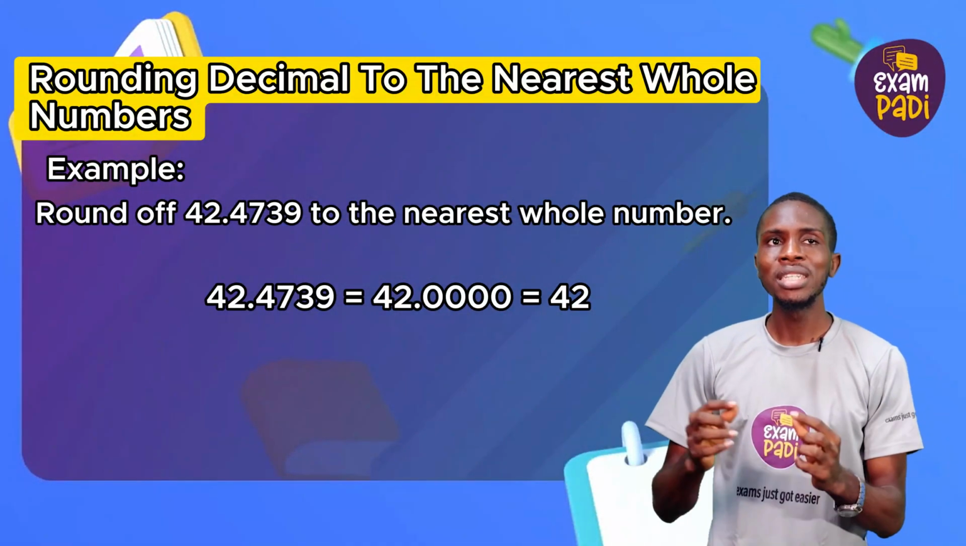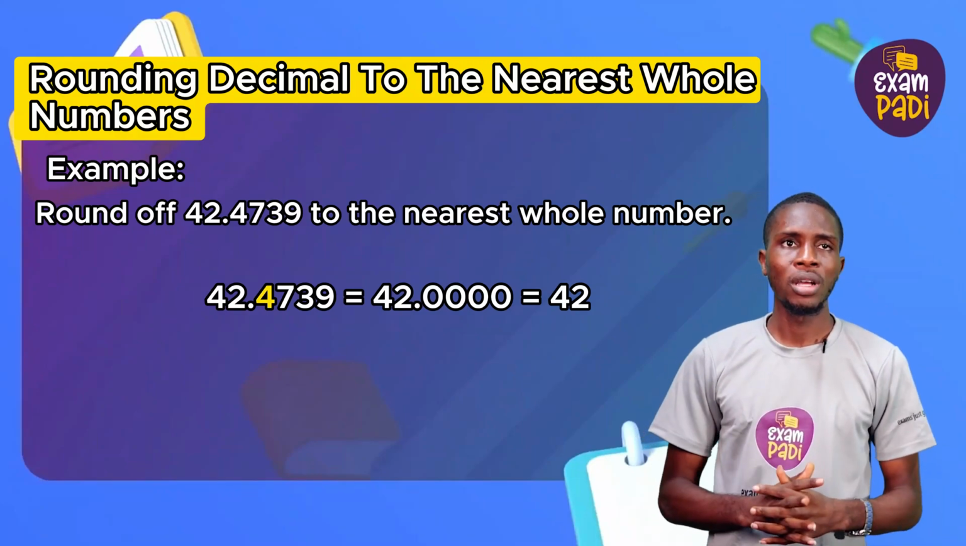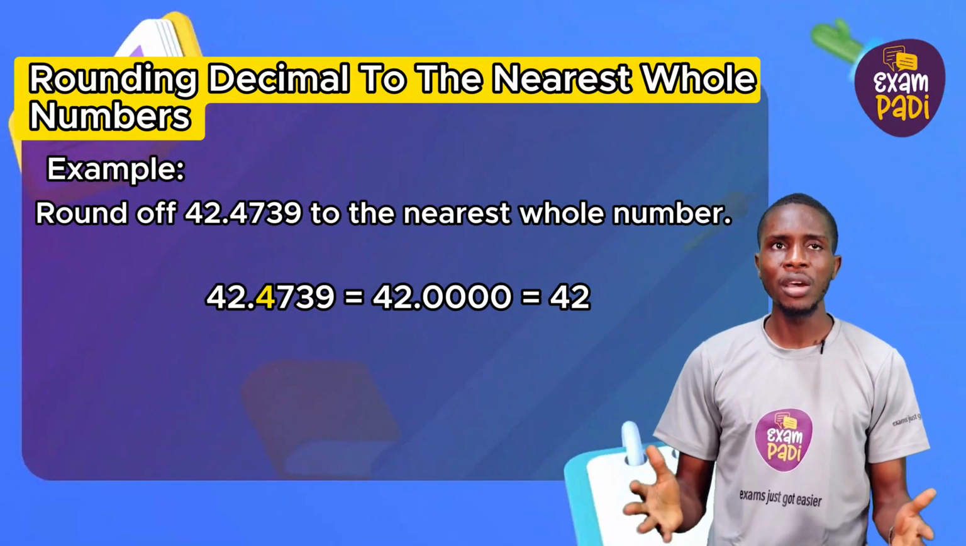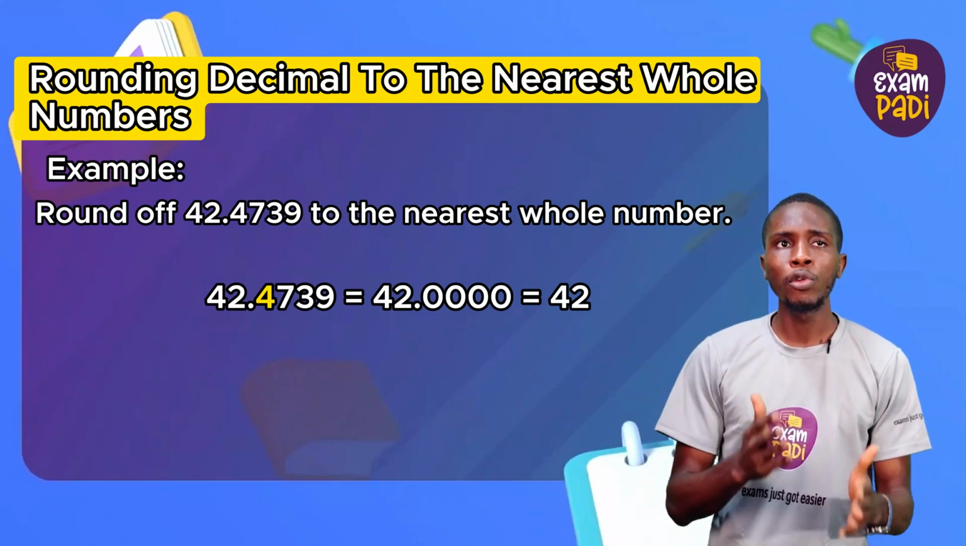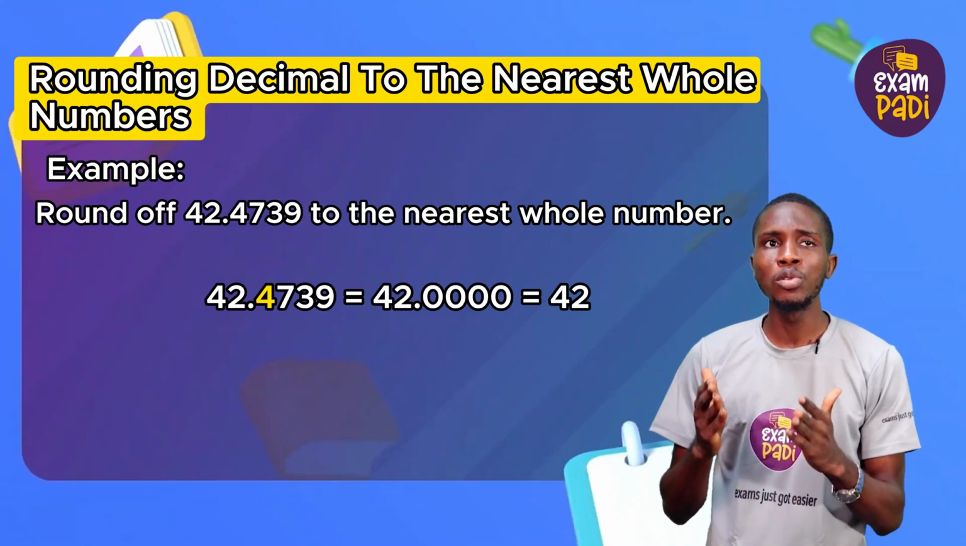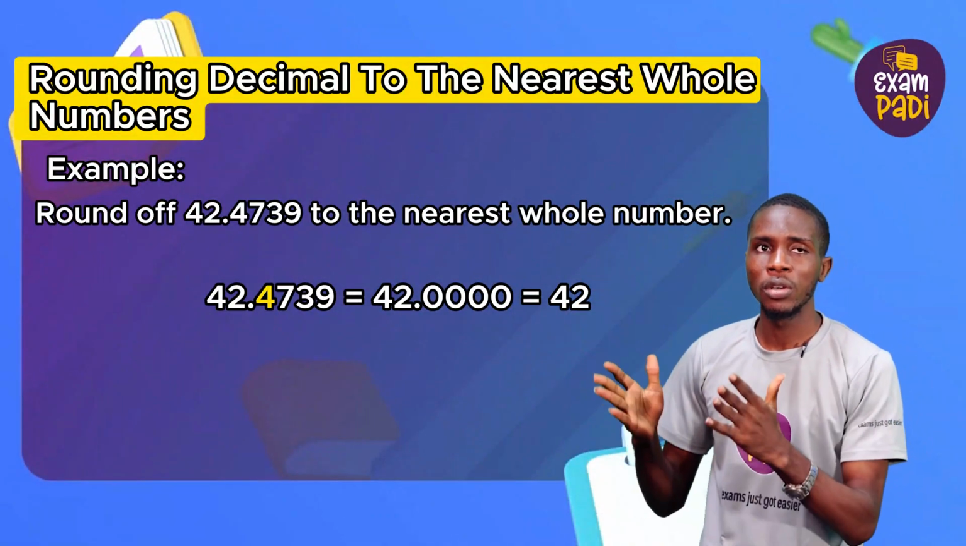42.4739. The decider here is the number after the decimal, which is 4. It's not up to 5. Therefore, we round it off to what? To 0. And that gives us 42.0000. To the nearest whole number, that gives us 42.